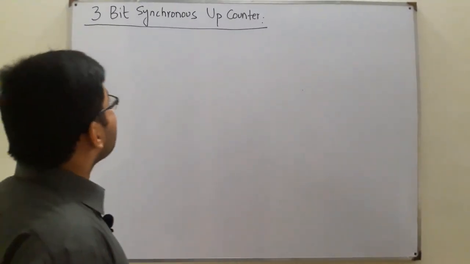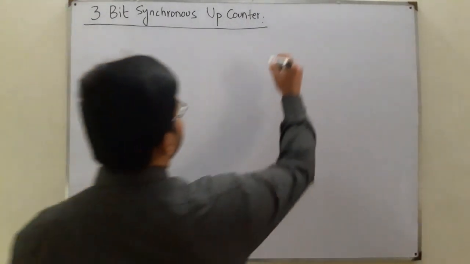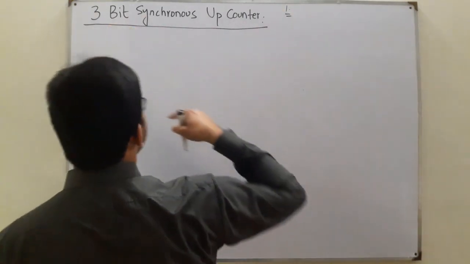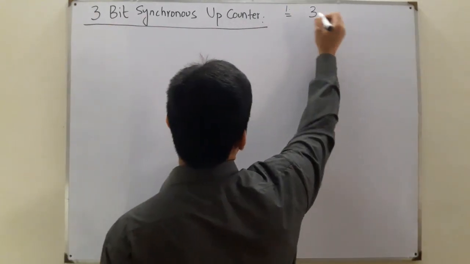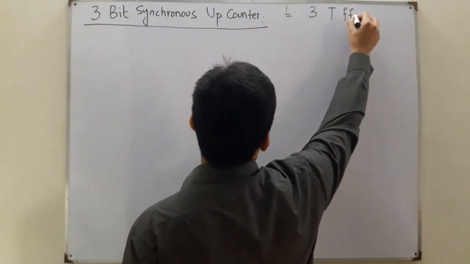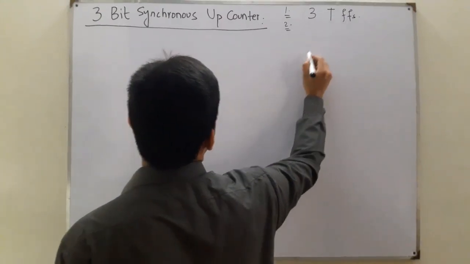So the 3-bit synchronous up counter. Now the step number one was what? You select the flip-flop and the number. So we have 3 bits, which means we are using 3 flip-flops. And let's say I'm using T flip-flops in this case. 3 T flip-flops.